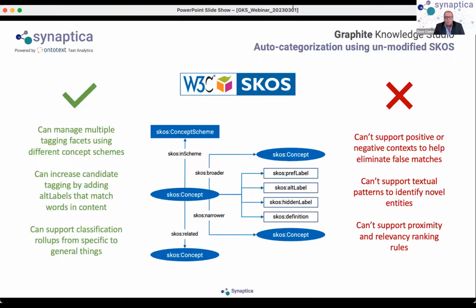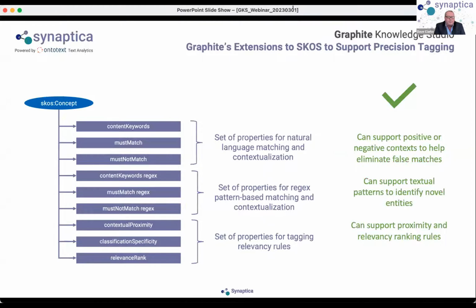And SKOS doesn't support things that categorization engines use as well, like proximity, relevancy ranking, rules, and other indicators. So these things are missing now. Of course, we have tried to address those. So in Graphite Knowledge Studio, we have an ontological schema extension that we can connect with SKOS that stores all the missing elements that let us do these things. So everything that was red on the previous slide is now green, because we can do it through these extended data properties and other ontological properties.